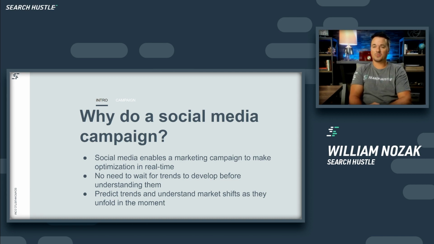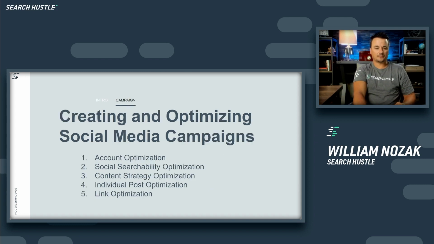So it's real time, and we get real time data and real time understanding of what we're doing and if it's working and if it's not working. No need to wait for trends to develop before understanding them. We can see fads and trends very quickly, and using social media helps us to predict trends and understand market shifts. Even though google.com/trends is great, it is also kind of just an incomplete picture. We want to understand what's going on in social media, and that's just more pieces to the puzzle.